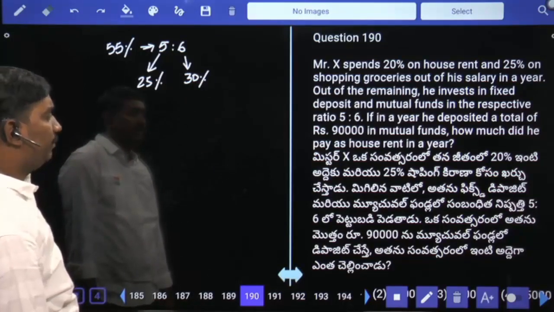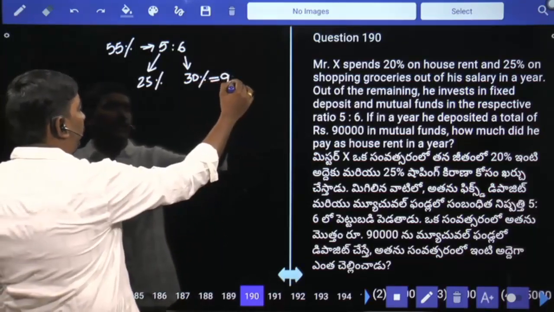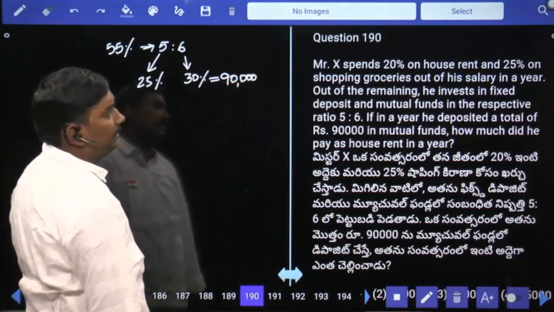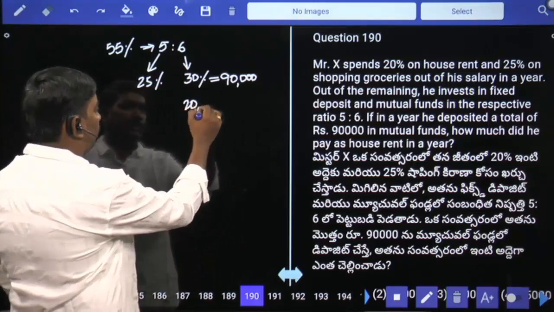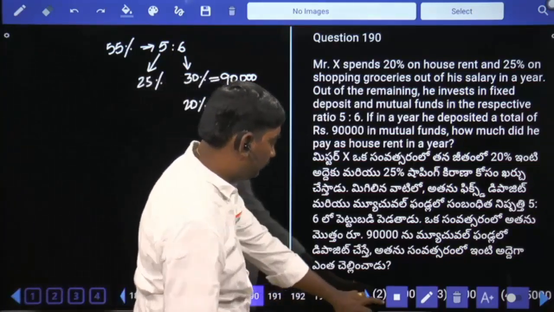Fixed deposits and mutual funds. Total 90,000 in mutual funds. So 30% value 90,000. How much did he pay as house rent in a year? House rent is 20%, so 60,000.